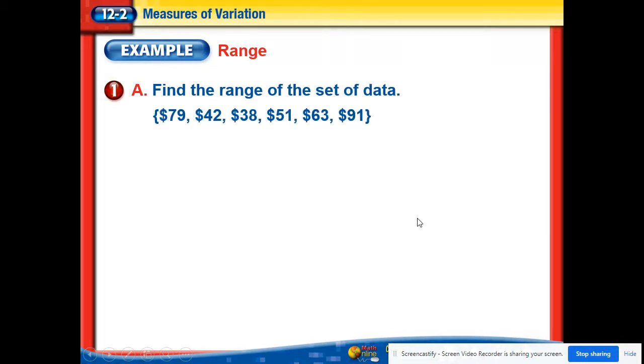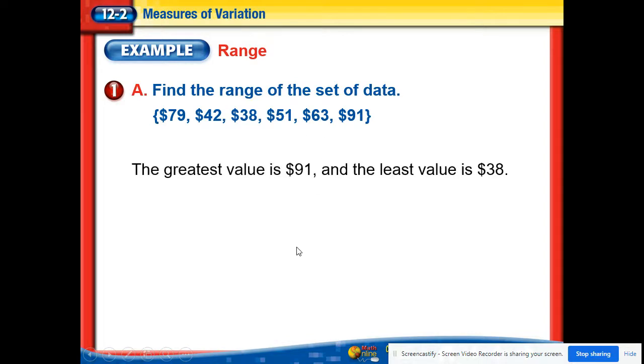So let's try to find the range. To find the range of this set of data, we're going to have to take the highest number, which as we're looking at is 91, and the lowest number, which is 38, and just subtract them. So 91 minus 38 is 53, so my range is 53. That's the interval between the lowest and the highest number.